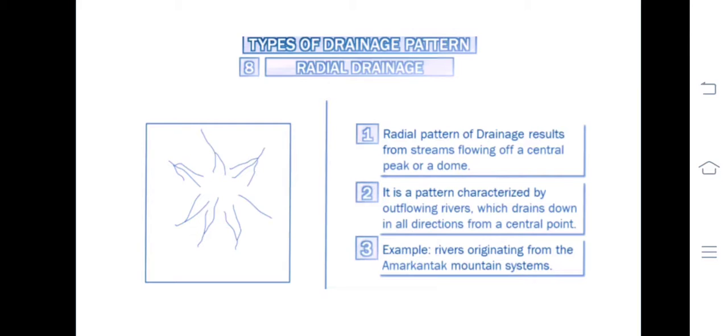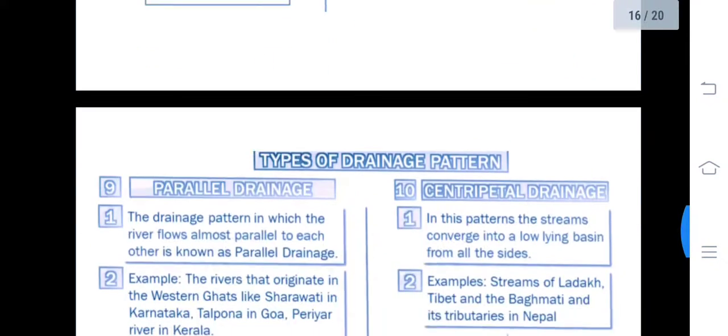The radial drainage pattern results from streams flowing off a central peak or a dome. From a raised platform, water goes in all directions. It is a pattern characterized by outflowing rivers which drain down in all directions from a central point. So simple. An example is the rivers originating from the Amarkantak mountain system, which follow this kind of drainage pattern.